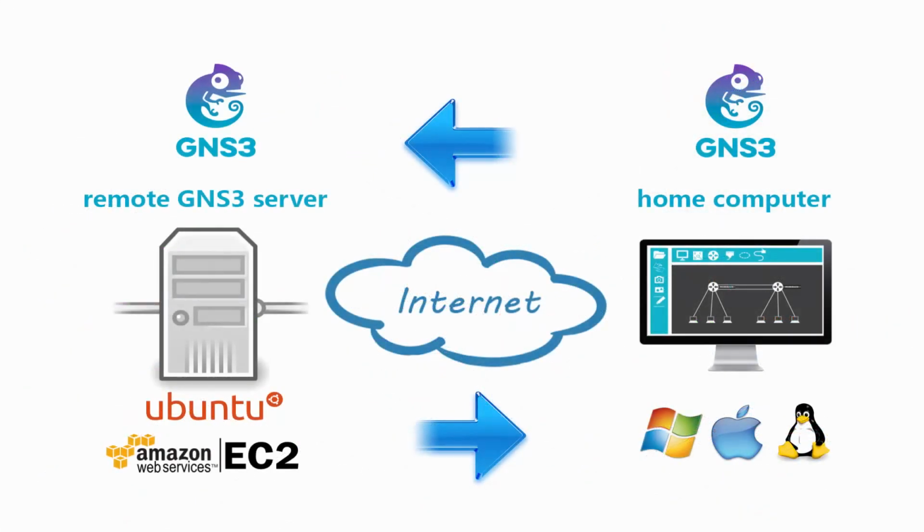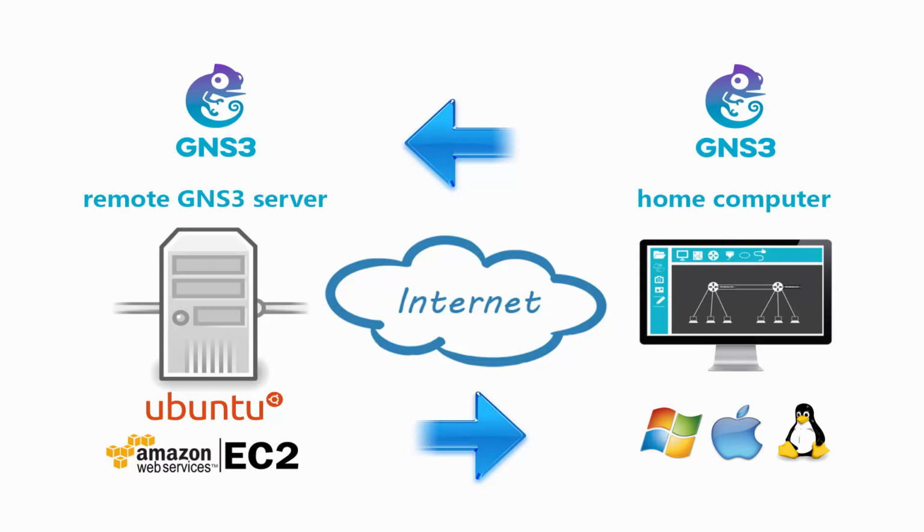So we have GNS3 on the home PC. It can be run with Windows, Mac or Linux. In the default configuration, GNS3 is running from the same local PC, so both the graphic user interface and the server are on the same PC. But there is a way to separate the server from the graphic user interface.